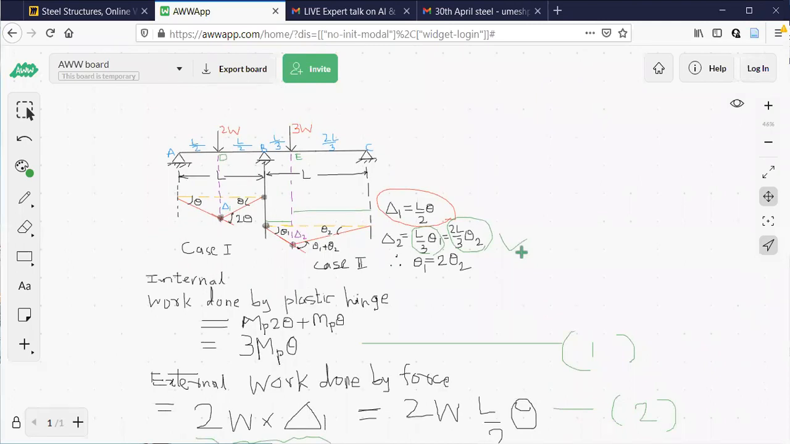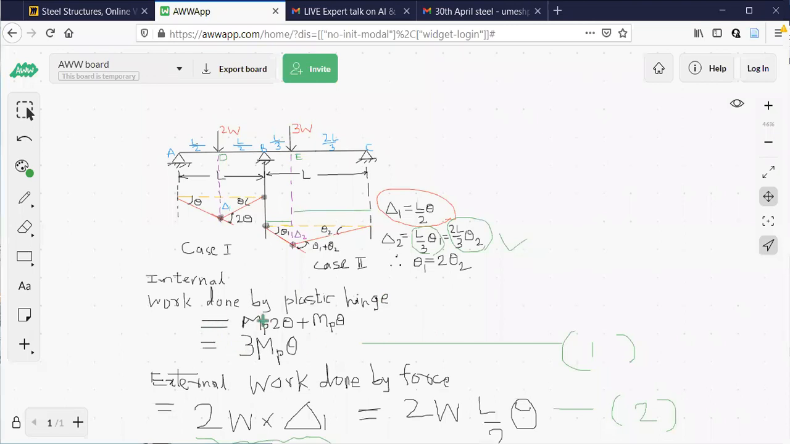Whenever a body is rotating, how do you calculate the work done? It is moment multiplied by rotation. In case of translatory motion, force into displacement is work done. In case of rotatory motion, it is moment into the angular displacement. Theta is angular displacement. So moment into angular displacement is work done if a moment rotates a body.